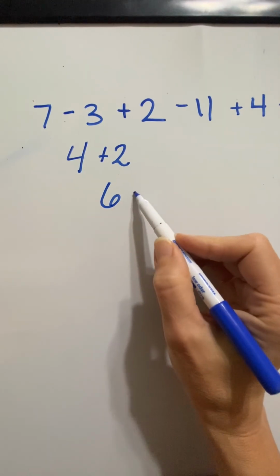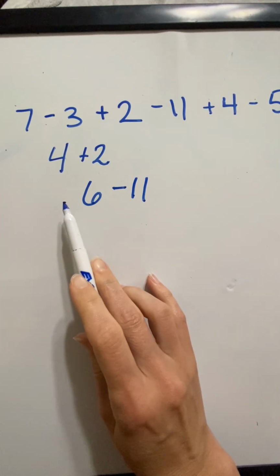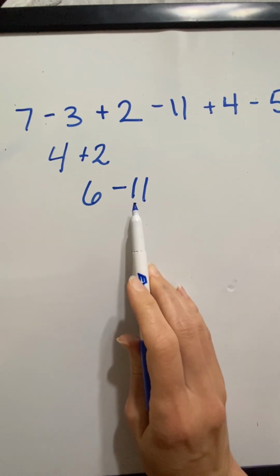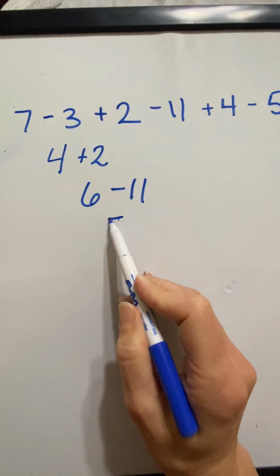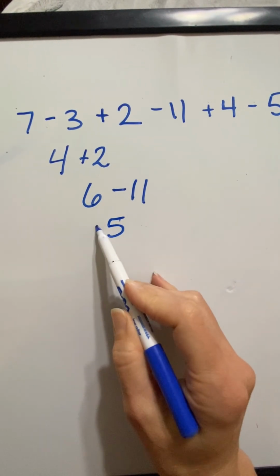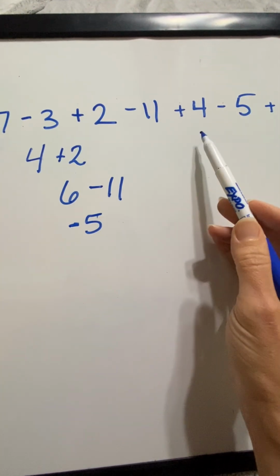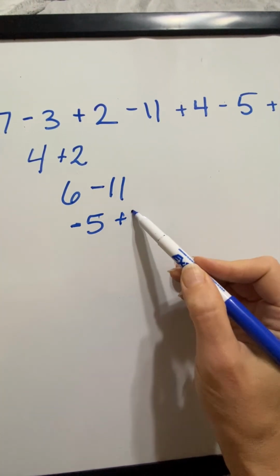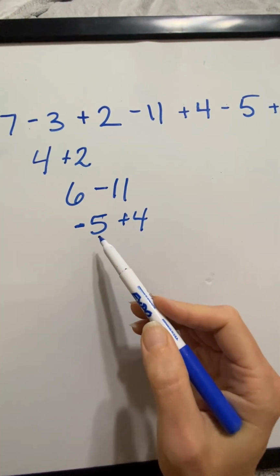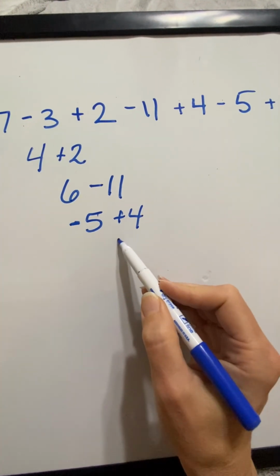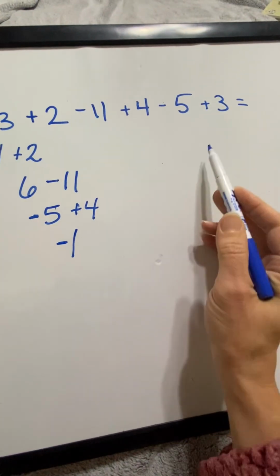Then we've got 6 minus 11. Okay, different signs. This is a positive, this is a negative, so we subtract the numbers. 11 minus 6 is 5. The biggest number is 11, and it's a negative, okay? Now we've got -5, and we've got this +4 here, okay? These are different signs. 5 minus 4 is 1. 5 is my bigger number. It's a negative.